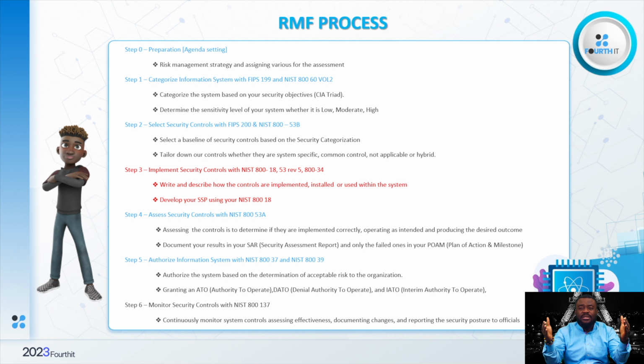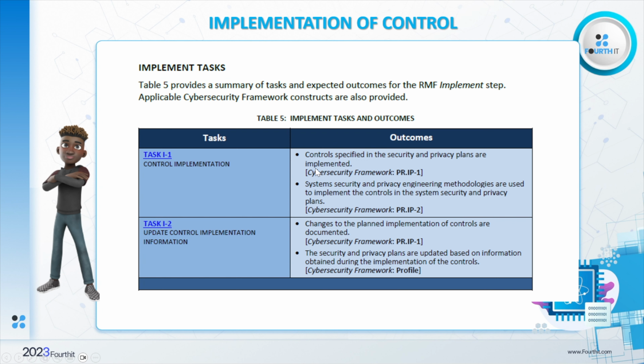When we say implementation of controls, what do we mean? Now let's get into it. What NIST is telling us is that when it comes to implementation, he wants us to write the implementation statements. Then there are certain deliverables or artifacts that he wants us to develop when we get to this stage. So we are going to write implementation statements.